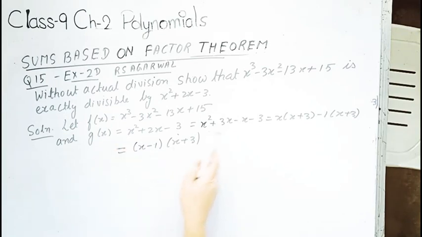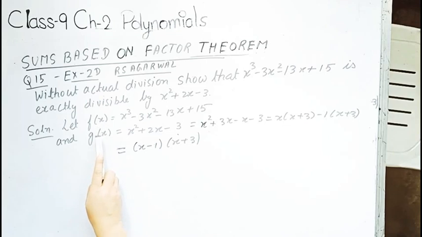When we start the solution, we name the given polynomial. So let f(x) = x³ - 3x² - 13x + 15 and the divisor g(x) = x² + 2x - 3. Now since it is a quadratic, let us first factorize it. So this will be x² + 3x - x - 3. x is common over here, so x(x + 3), and over here -1(x + 3). So this quadratic expression reduces to (x - 1)(x + 3).